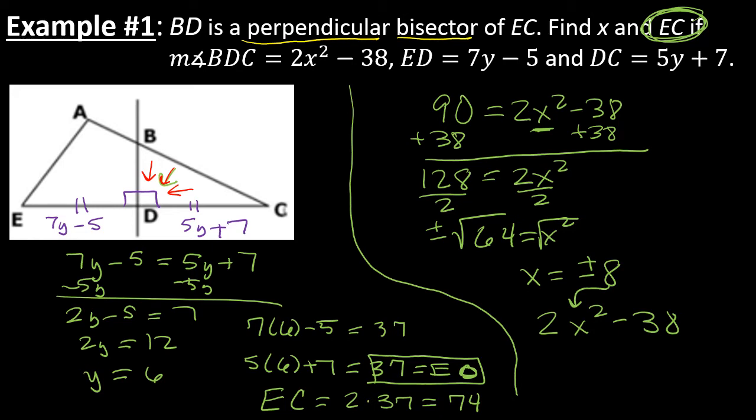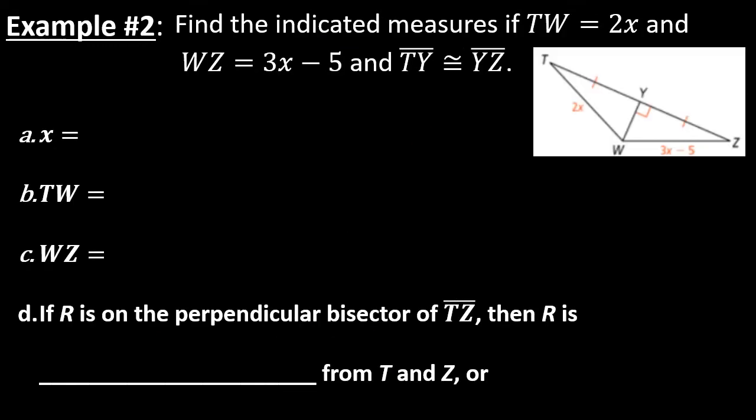So you always have to check your answers because sometimes they don't work in the context of a problem. We cannot have a negative angle measure, but I could have a negative value for x as long as when I substitute that back in, it gives me a positive angle. All right, so you guys take a minute. I want you to work through this problem, and when you are finished, rejoin me and let's check your answers.